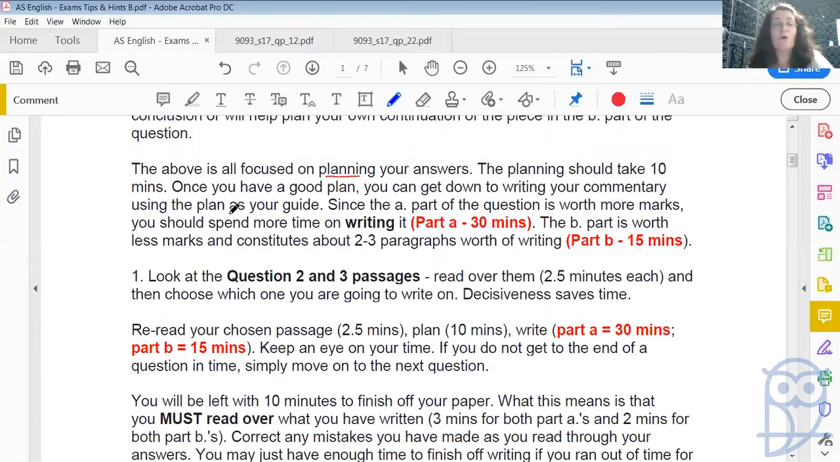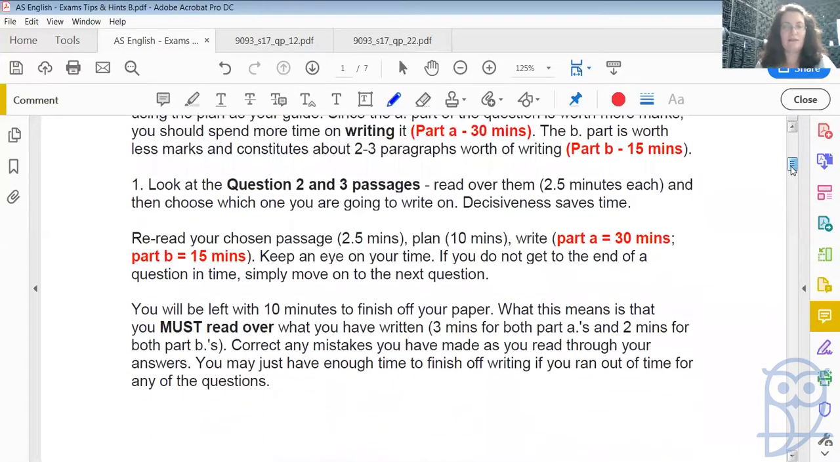The B part is worth less marks and constitutes about 2 to 3 paragraphs worth of writing. And so you would need to spend about, let's say, 15 minutes, worst case scenario, 20 minutes. All right, so you don't really want to spend more than 45 minutes writing A and B as a whole. Okay, keep your eye on the clock. Maybe wear a watch that day so that you can constantly check your watch to make sure that you are keeping to your own time limits. Okay, you've got to be very, very disciplined in the writing of the exam.